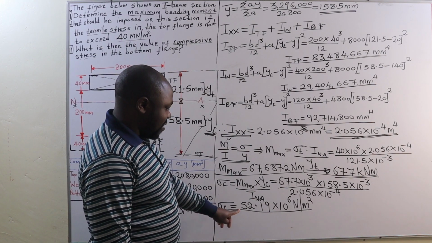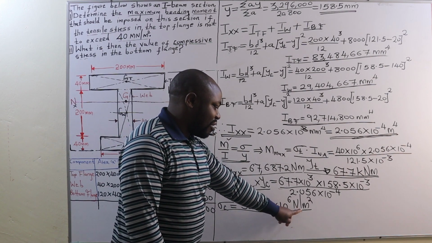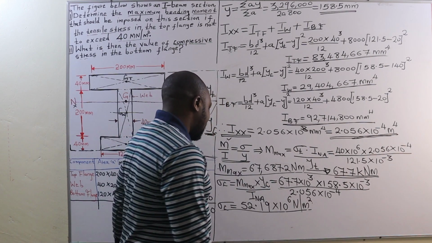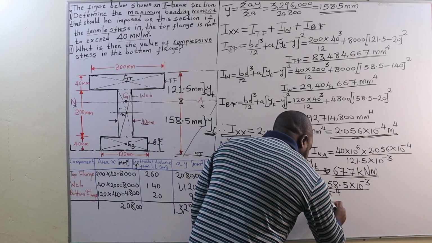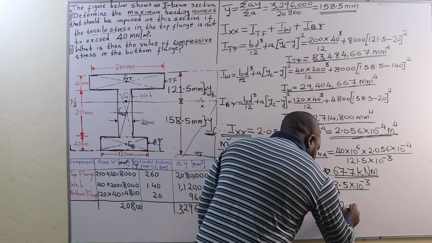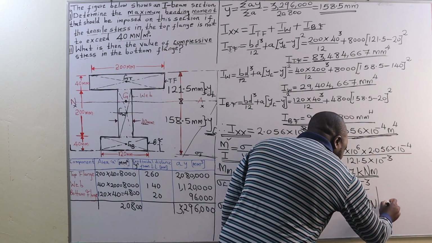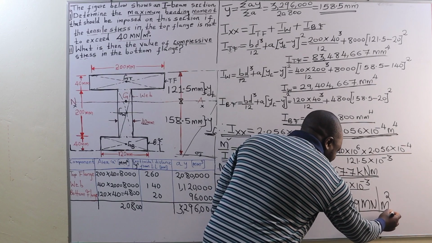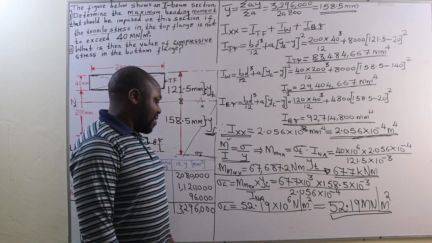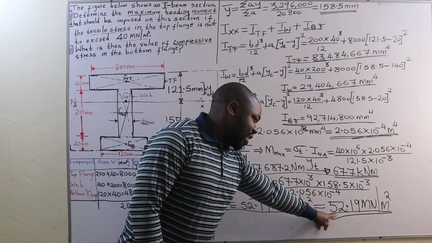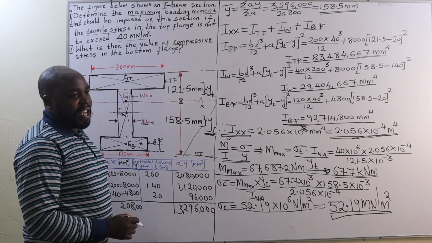So the compressive stress will be 52.19 times 10 raised to the power of 6 newtons per square meter, which when we convert it to meganewtons per square meter, is going to be 52.19 meganewtons per square meter. Therefore, ladies and gentlemen, that is how we determine, or how we calculate, the value of the compressive stress that is subjected on this bottom flange.